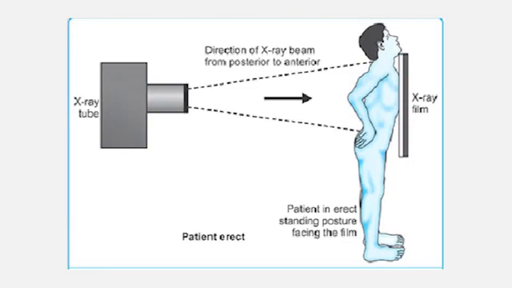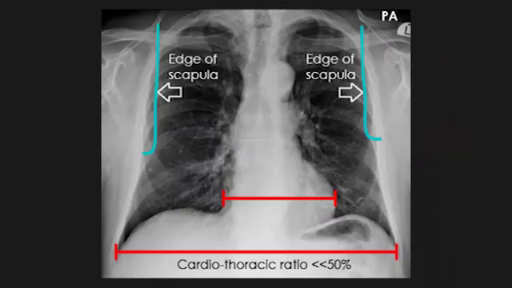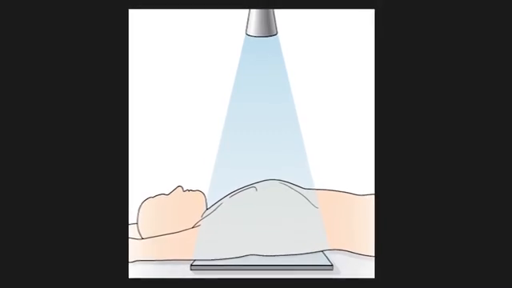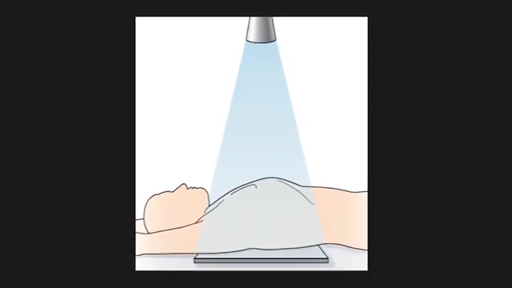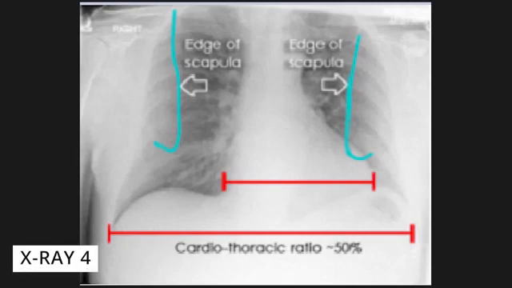Now let's see the PA view X-ray. In this X-ray, you can see the edges of the scapulae are retracted laterally with only a small portion projected over each lung, and heart size or cardiothoracic ratio is in normal range. Whereas in an AP view, the patient is lying down, so the scapulae are not retracted. In this particular X-ray, you can see the scapulae are not retracted laterally and they are projected over each lung. Also, the heart appears large in an AP view.